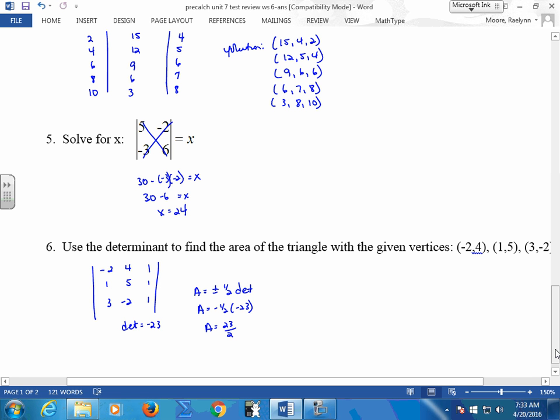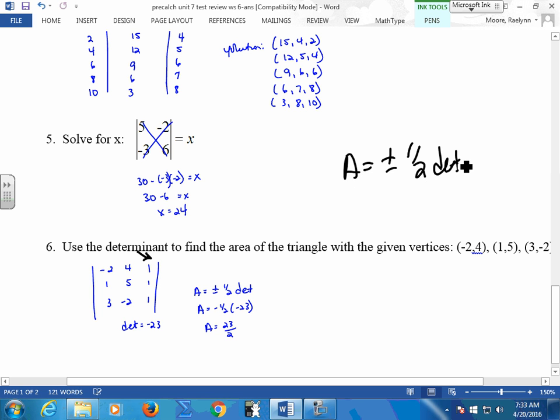I'm going to use the determinant to find the area of your triangle. Remember, you're going to take your vertices, and because it's not a square, you're going to have to fill the right-hand column with 1s. Don't forget to fill this with 1s. Find your determinant.